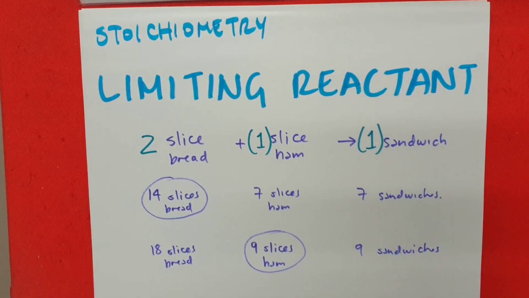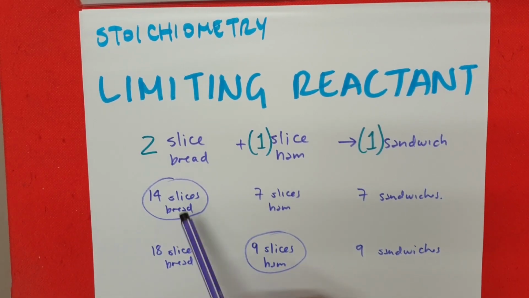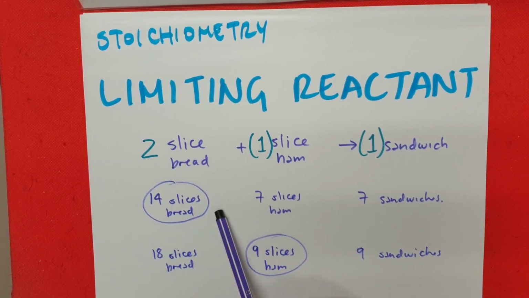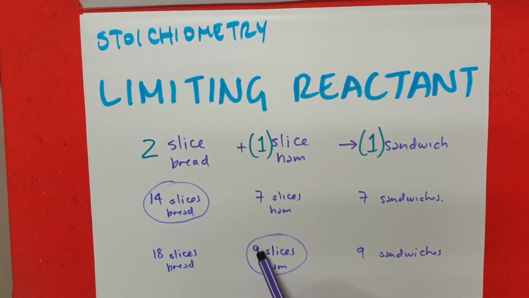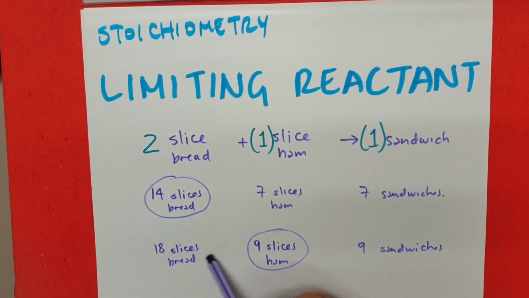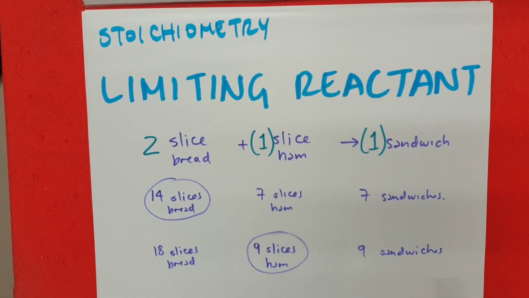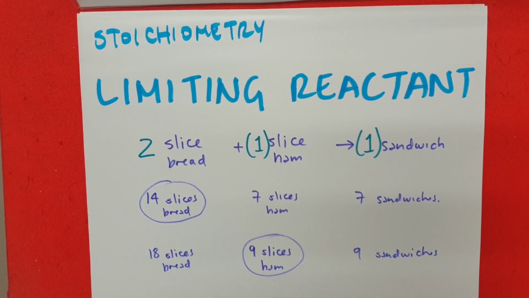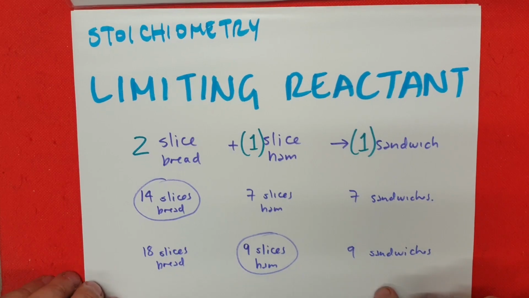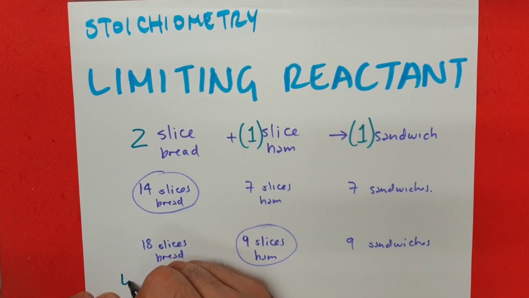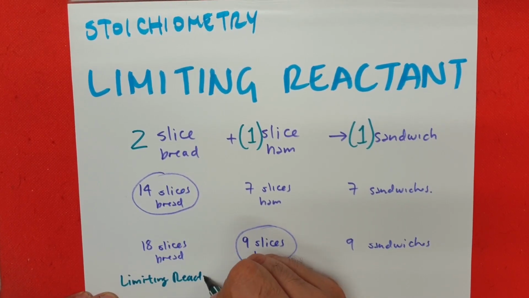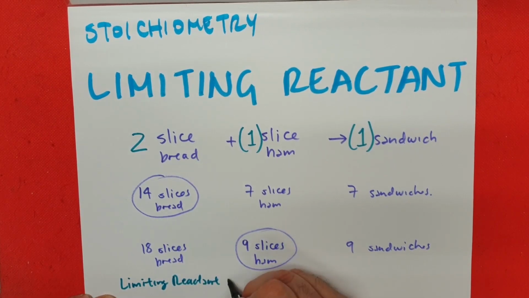So now we analyze the numbers and we say, wait a second, if I have 14, I need 7. Do I have them? I do have them. So this is possible. But let's look at the second line. If I have 9 slices of ham, I need 18 slices of bread. Do I have them? I don't have them. So this one's not possible. So the actual ingredient that's holding us back from making more sandwiches because we don't have enough is the bread. So in this case, for this little exercise, our limiting reactant or our limiting ingredient is the bread, because we don't have enough bread for all the ham that we have.